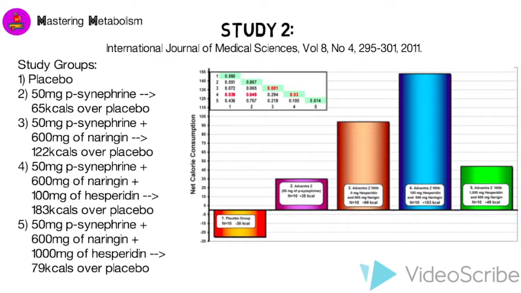The fifth and final group, consuming 1,000 micrograms of hesperidin as well as 600 micrograms of naringin, experienced a consumption increase of only 79 kilocalories over the placebo. These data indicate that increasing hesperidin reversed some of the thermogenic effects. The downside of the study is that it is not long-term and therefore could not be used to assess the amount of weight loss due to consumption of the pill. However, FDA reports conclude that there are no adverse side effects associated with bitter orange extract or P-Synephrine.